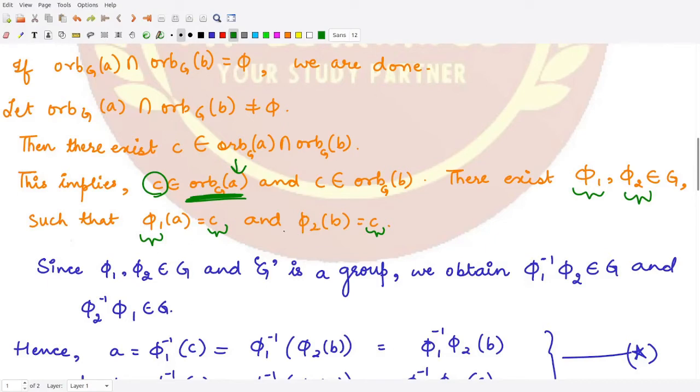Now because phi 1 and phi 2 are permutations in the group G, and G is a group, the permutation phi 1 inverse phi 2 would also be in G, and phi 2 inverse phi 1 would also be in G, because a group has the closure property. It also has the inverse of each permutation, and we have the closure property present here.